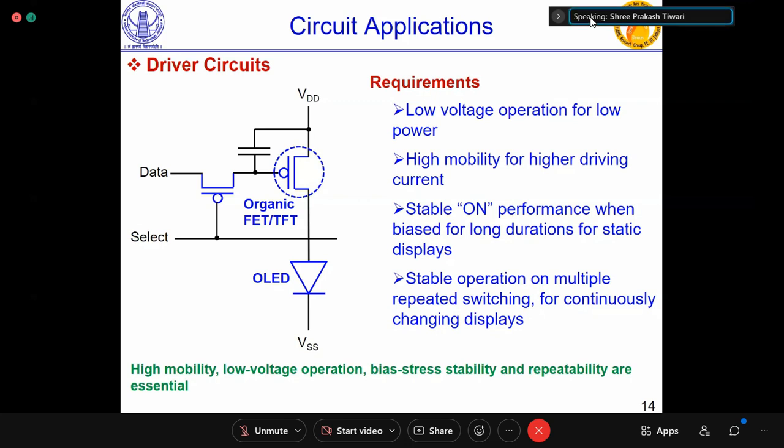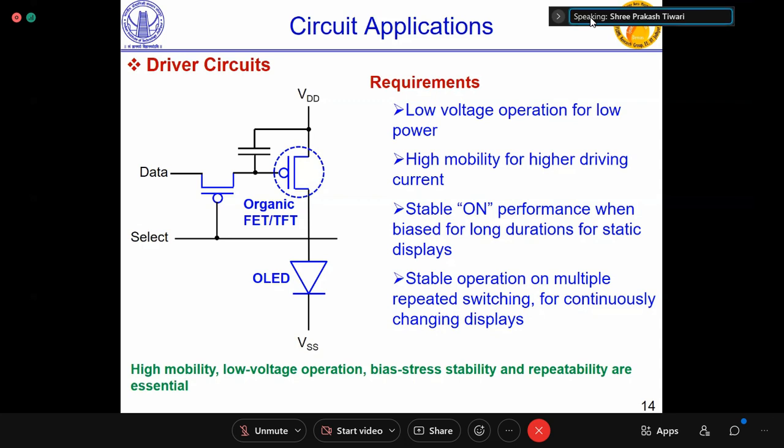One, this display can be static or dynamic. If you want the display to be static, the transistor's performance should not change over time when you fix the applied voltage. This kind of stability is called bias stress stability.